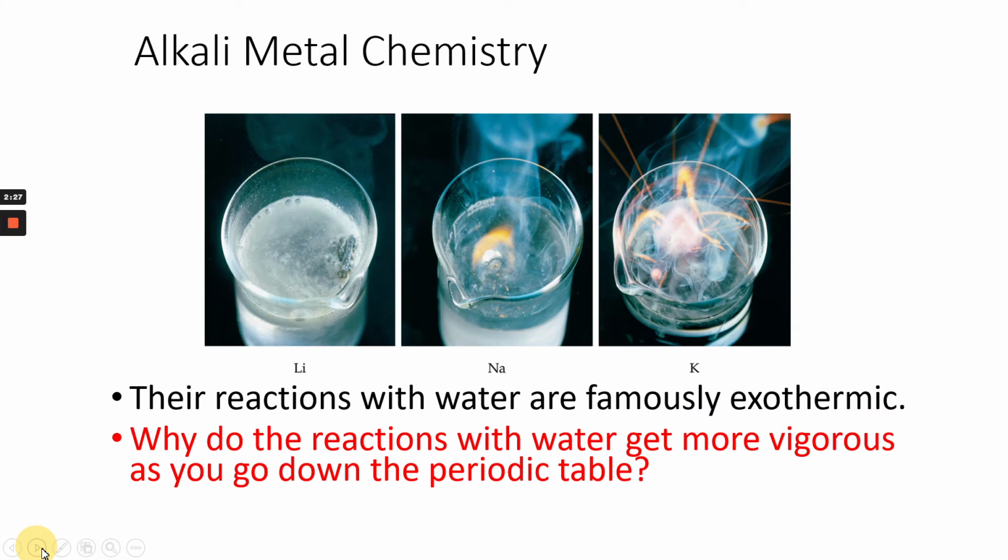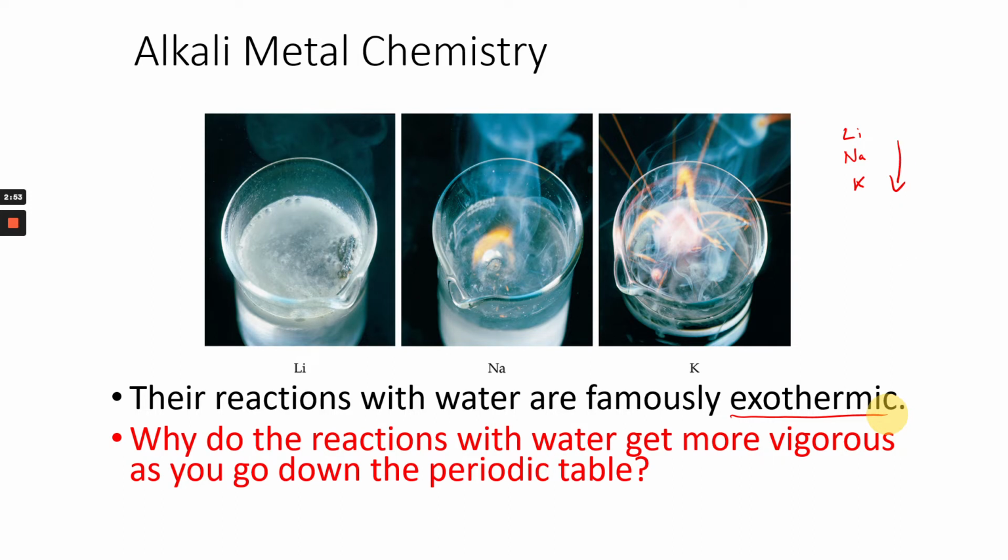So here is a picture of lithium, sodium, and potassium, and if you look at your periodic table, we are going down, and notice that it gets more reactive as we go down the group or family. These metals are notorious for their exothermic reactions. So why do the reactions with water get more vigorous as you go down the periodic table?